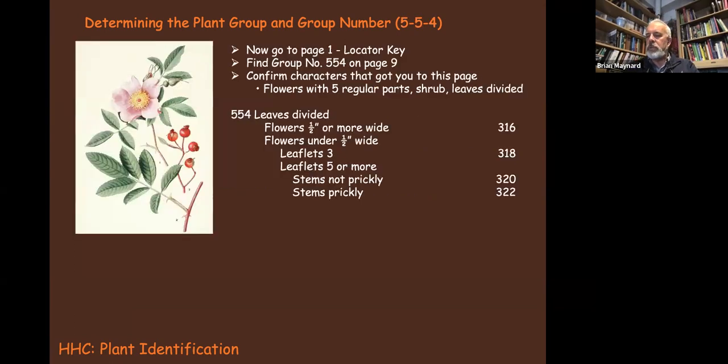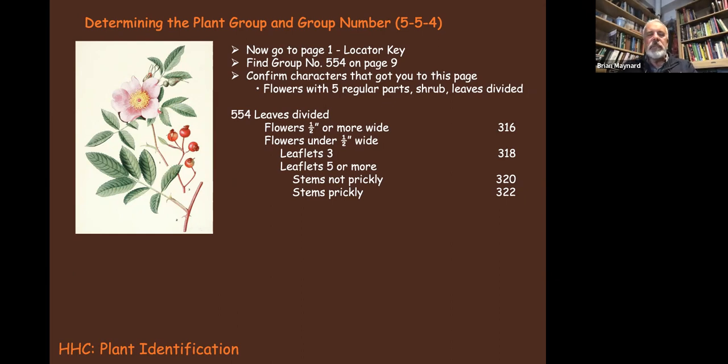So now to use the Newcomb's keys, you would turn to page 1 in the book, which is not a numbered page, but it's the beginning of the numbered pages. And that's called the locator key. So you can see right here, it says locator key on that page. And then, scanning down the group numbers on the left side of the page, you would go along until you find 554. And that is going to be 2/3 of the way down the page, or 3/4 of the way down the page on page 9.